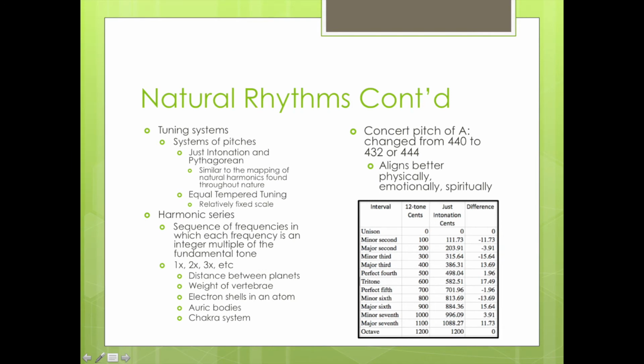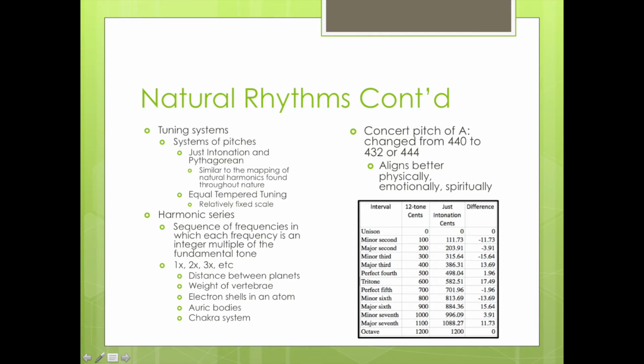So there are several different tuning systems. Scales have changed over time, but a tuning system is just a system of pitches. In the case of Pythagorean and just intonation, the series has a more varied flow. It's similar to the mapping of the natural harmonics already found throughout nature. It's a more organic way of tuning and supposedly much more pleasing to the ear. With these tuning systems, a fundamental tone is chosen, and then all of its harmonics are transposed within one octave.